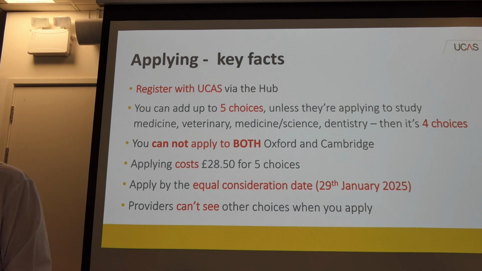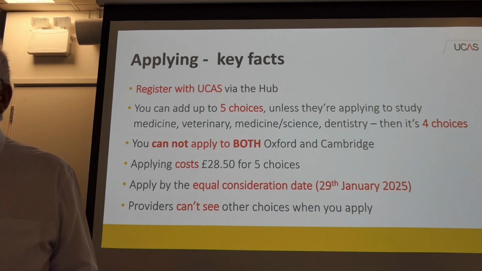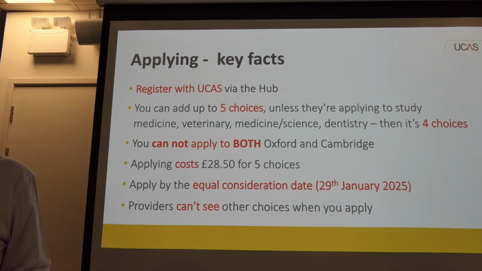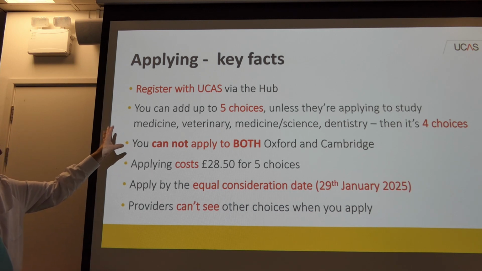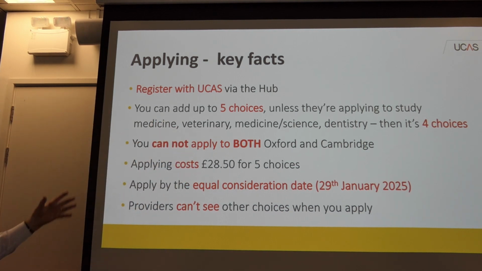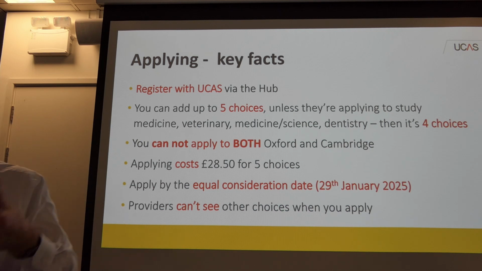You can apply just to one university if that university does the course you want and it's the only one in the country. I was helping somebody from another school last year who wanted to do a particular music course, and Chichester was the only university that did it, so they put down one application and they got in. Okay? If it's vets, medicine, any science, dentistry, then it's only 4 choices. You can't apply to both Oxford and Cambridge. The cost is £28.50, whether you apply to 1 or 5 courses. Okay, and I've said the equal consideration date is the 29th of January.